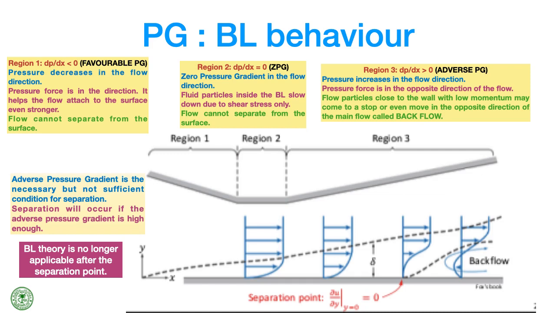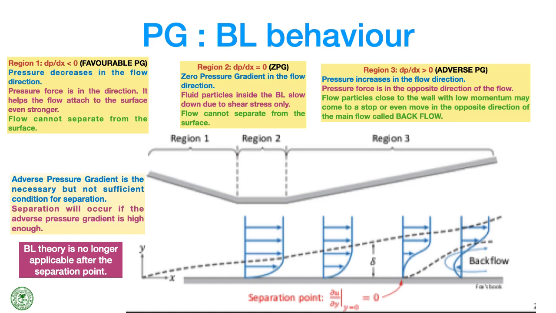Now, what happens in the last part, that is, the adverse pressure gradient part? Pressure increases in the flow direction. Therefore, the pressure force is in the opposite direction of the flow. Flow particles close to the wall with low momentum may come to a stop or even move in the opposite direction. If they stop, it becomes the point of separation, and if they move in the backward direction, a reverse flow or backflow is created.